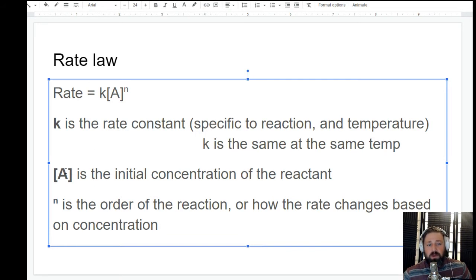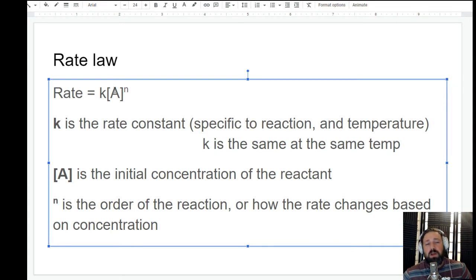Then you have the concentration of your reactant. That's going to be part of the rate as well. And then you're going to have this n. n is what we call the order of the reaction. It can be to the first power, the 0th power, the second power, the third power, something. It's going to show how much this concentration is going to change the rate.